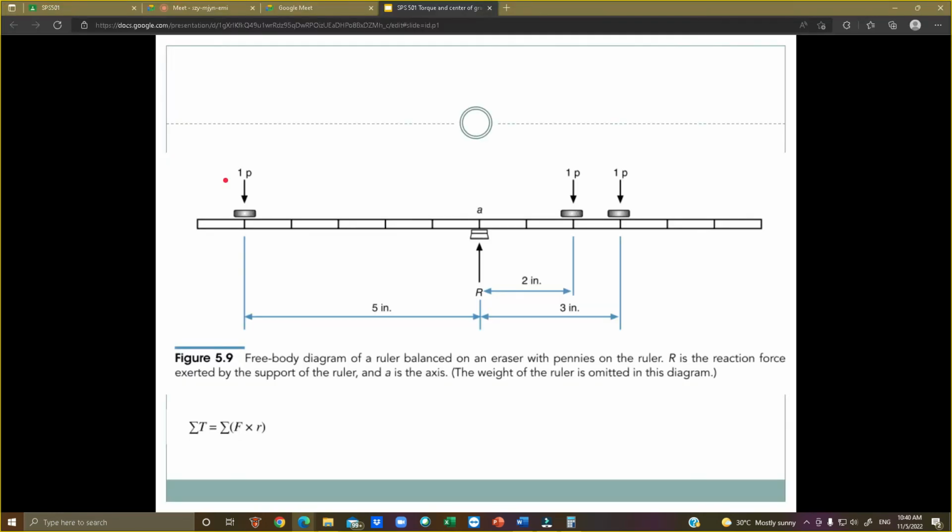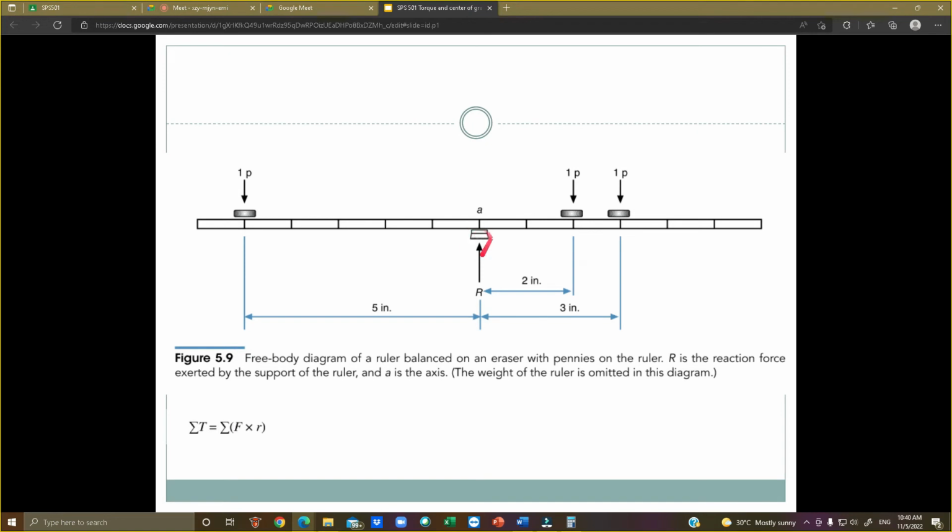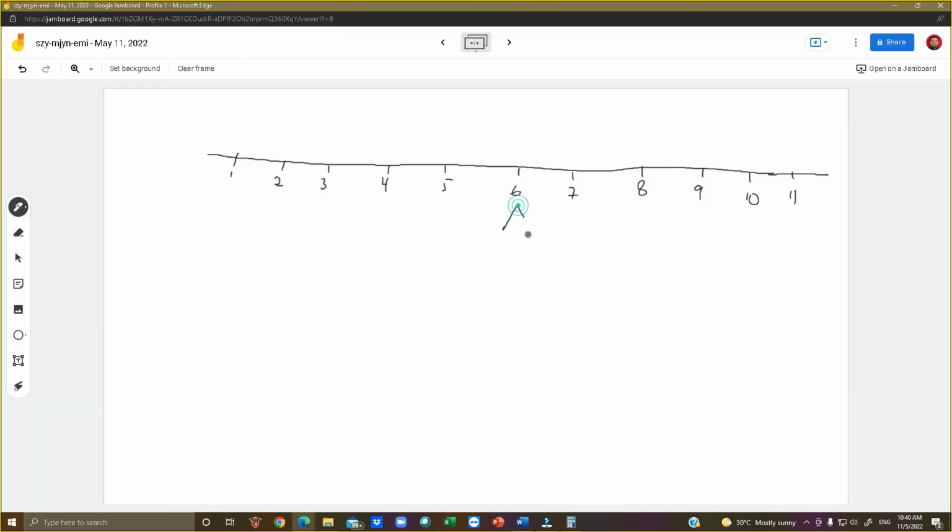Okay, this ruler. Right. We have 1, 2, 3, 4, 5, 6, 7, 8, 9, 10, and finally 11. Okay, let's see. Okay, this is the axis of rotation. Kat berapa tu? Axis rotation dia 1, 2, 3, 4, 5, 6. So we have the axis here.